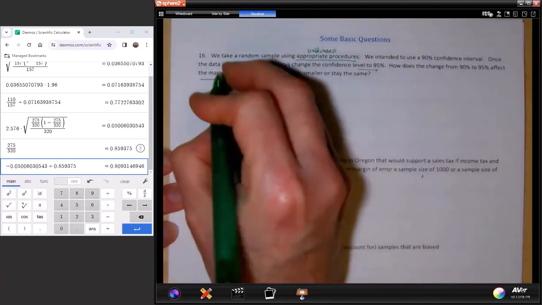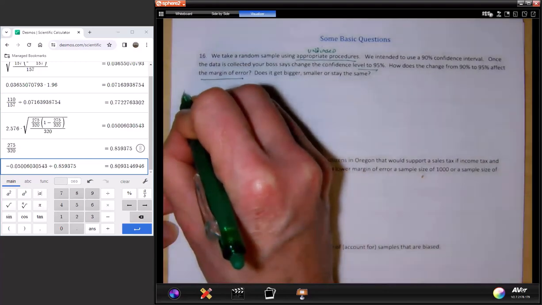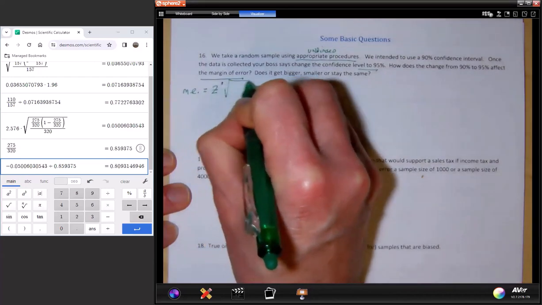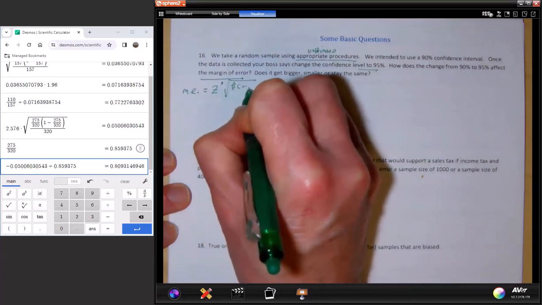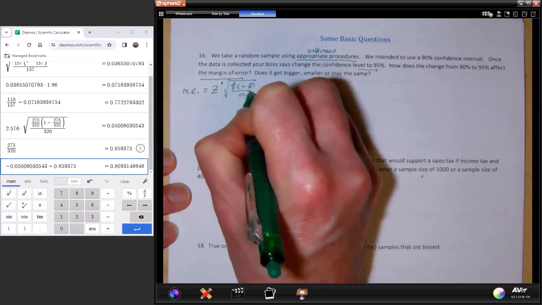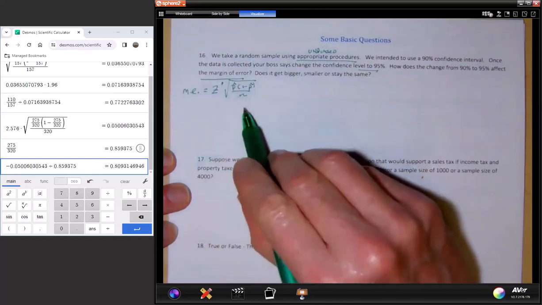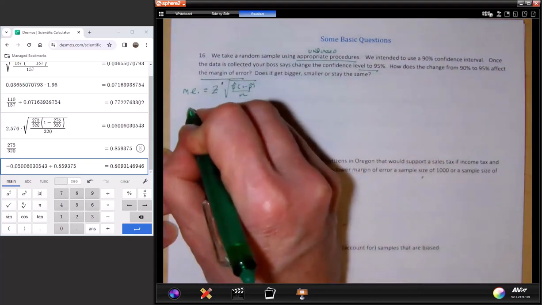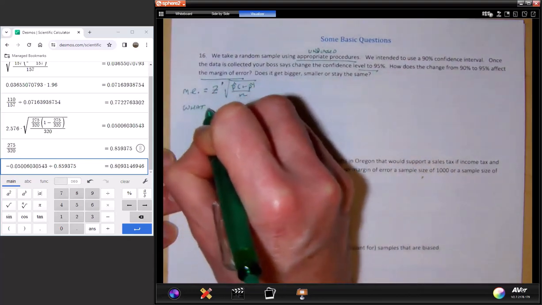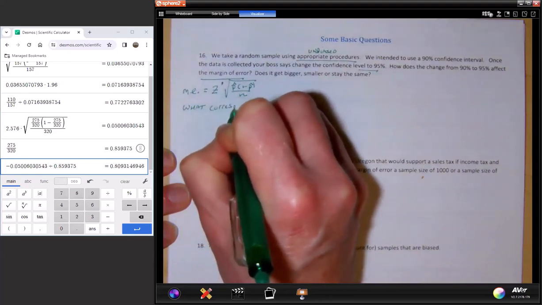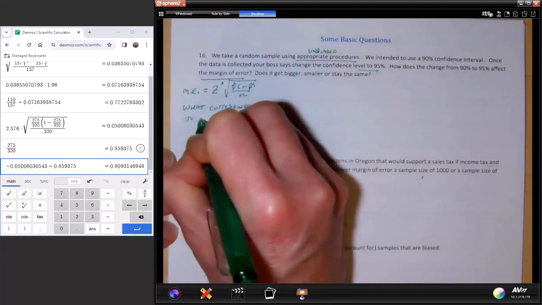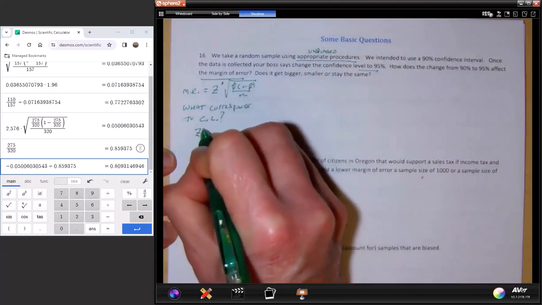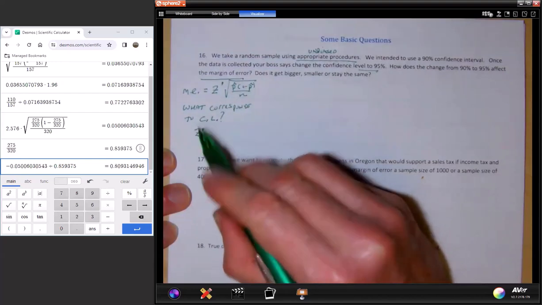All right. So let's look at the formula again for the margin of error. The margin of error is equal to Z star. And again, what I'm about to say is true of any statistic. We're just using this one. And here we go. That's your margin of error. Now, what corresponds in this formula to confidence level? And the answer is Z star. Z star connects to confidence level.